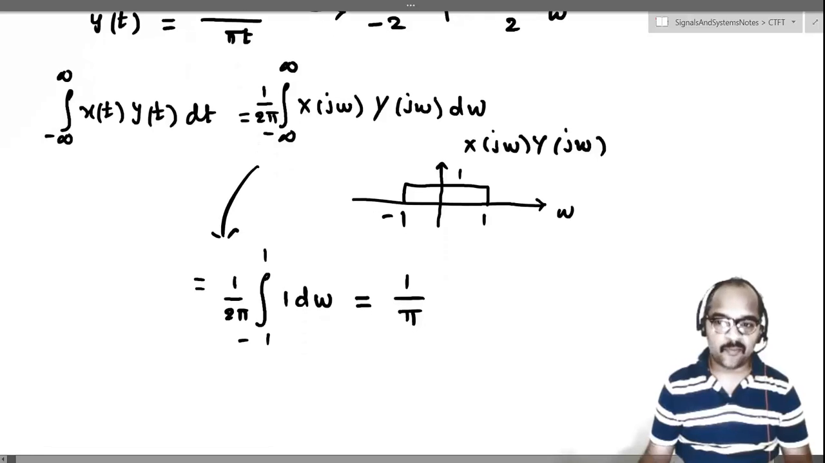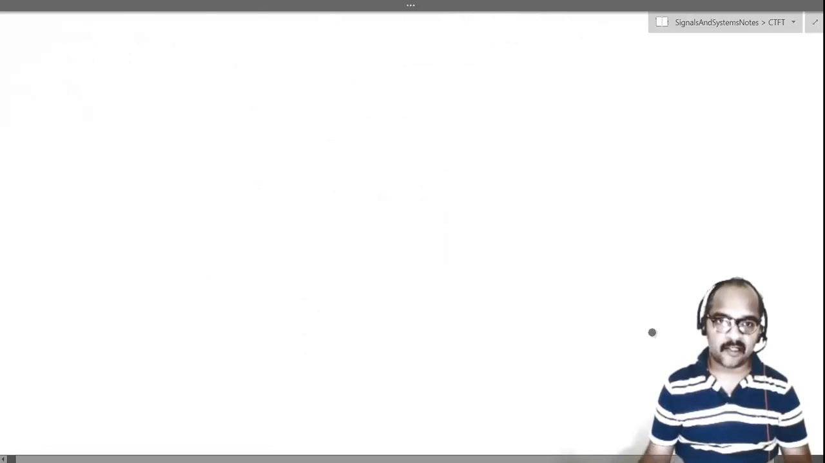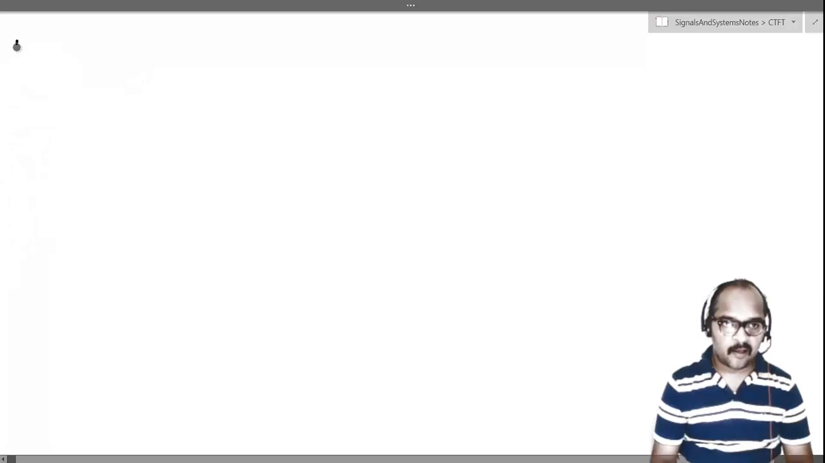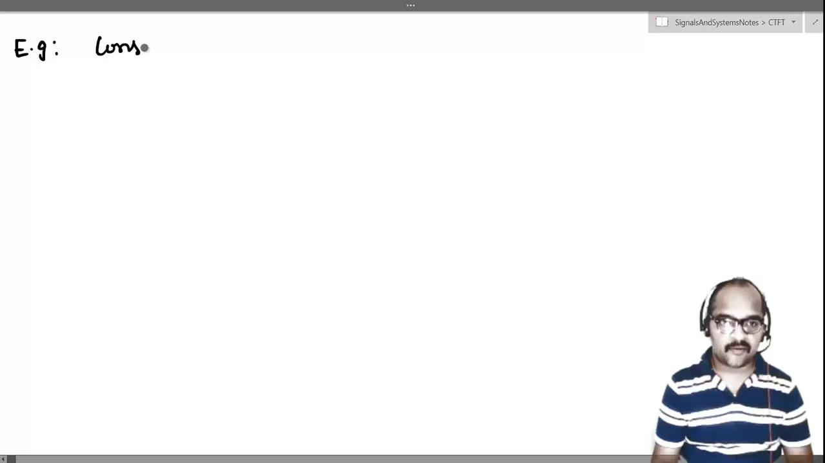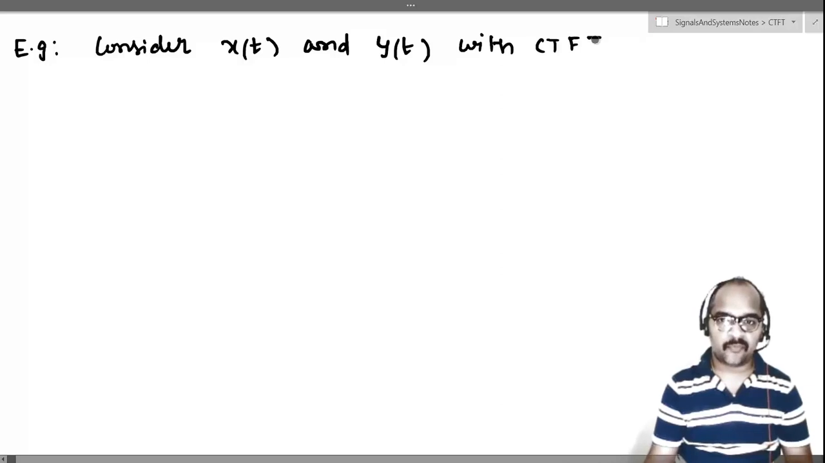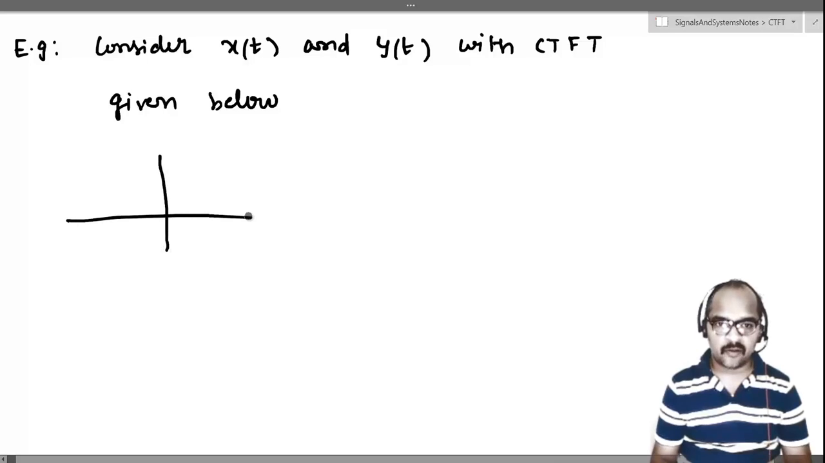So we'll take one more example, the last one. Let's say, consider two signals, x of t and y of t, with CTFT given below. CTFT given below means what? X of j omega is given, which is equal to this one.